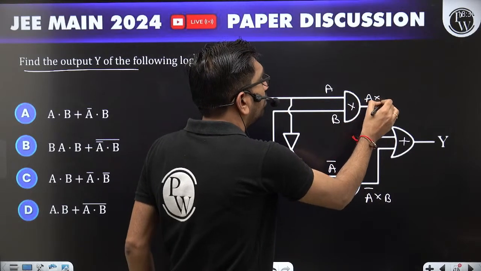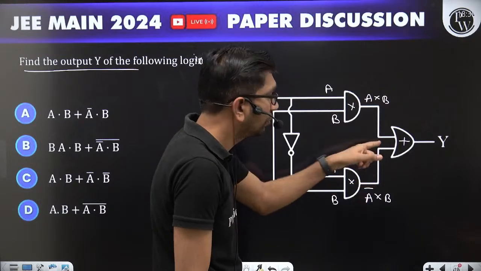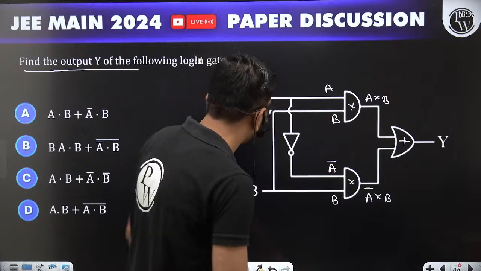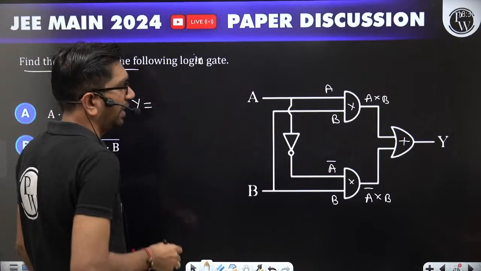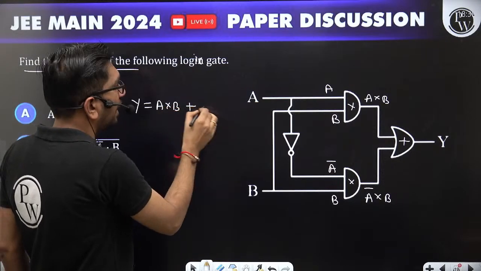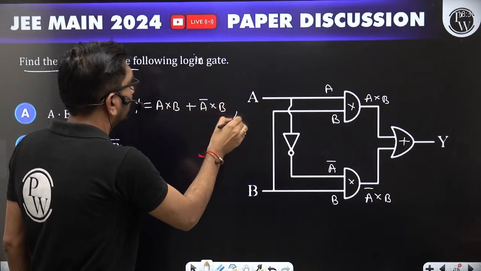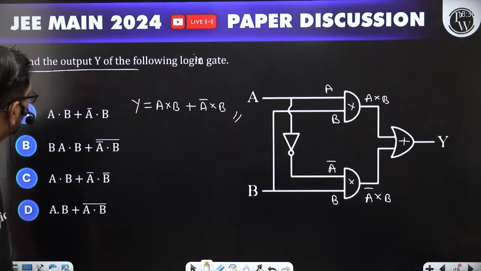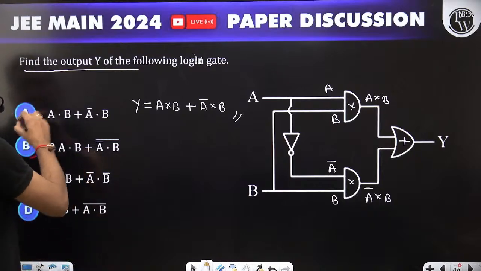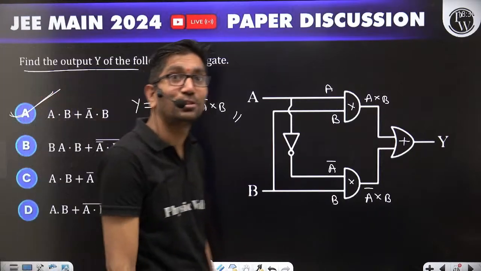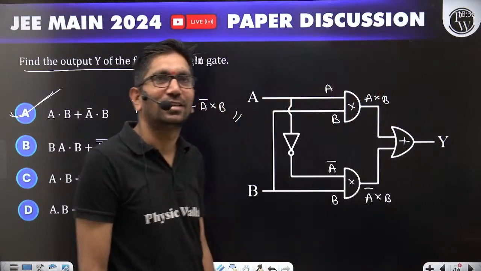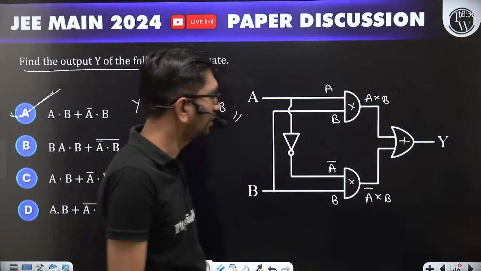A into B. Now this is going till here and this is moving till here, right? So the final Y value, what do you get? Just doing the addition, right? A into B plus A bar into B. This is the final answer, beta. Option A is the correct answer. Yes, very easy. So let us move toward the next question now.